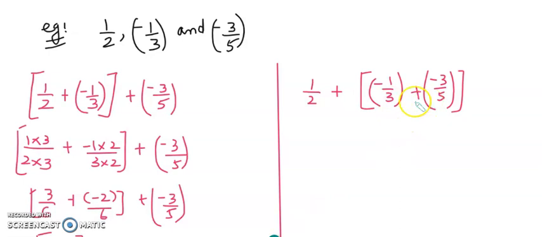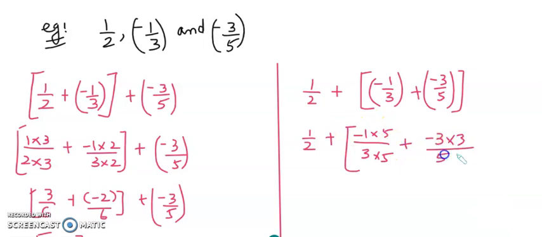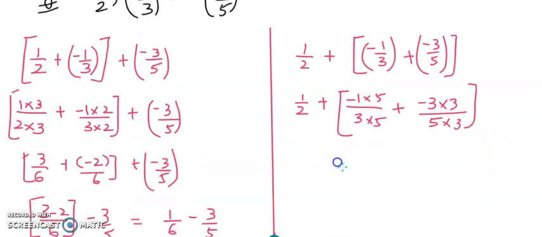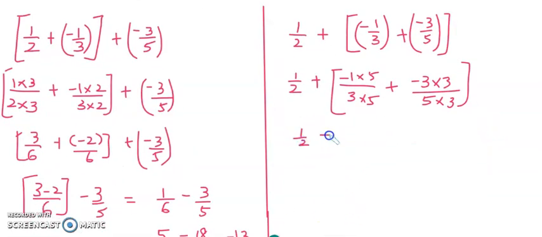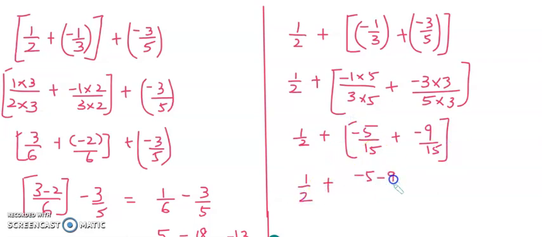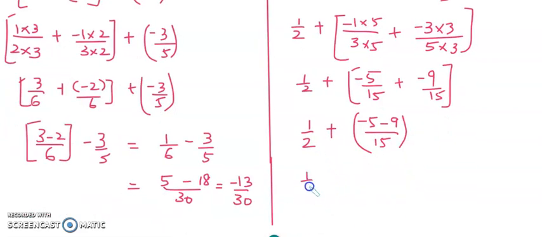So here the LCM will be 15. So keep the half plus 1 into 5, negative 1 into 5, 3 into 5, plus negative 3 into 3, 5 into 3, right? So that will turn out to be a half plus minus 5 by 15 plus negative 9 by 15. Right? That will give me a half plus minus 5 minus 9 by 15. Right? So that will further give us half minus 14 by 15.